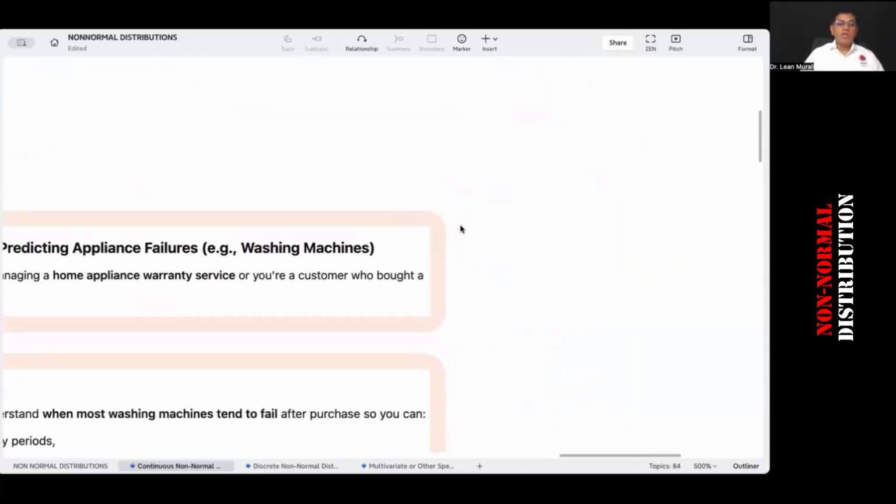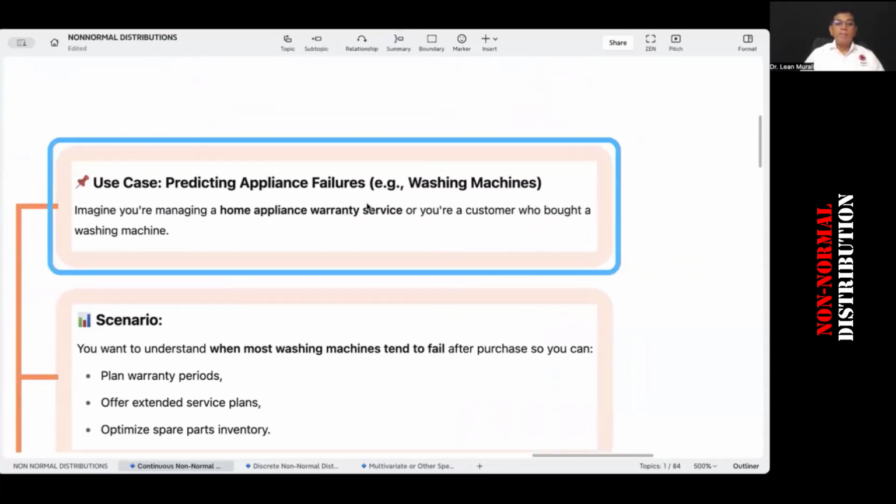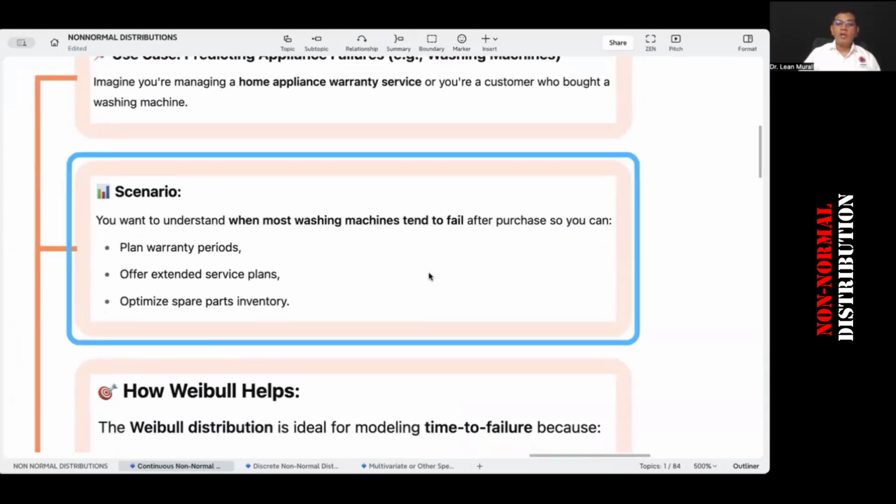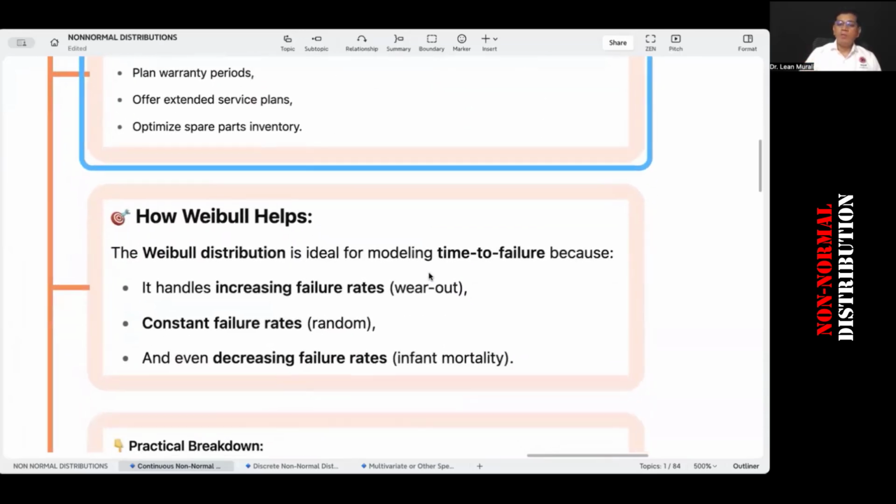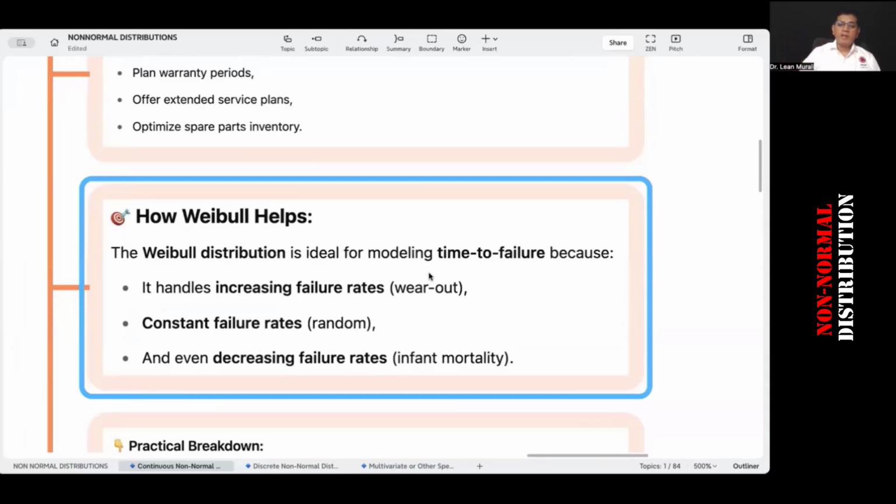Let me share with you the application: Weibull distribution is predicting appliance failures. All of us have washing machines. Imagine you are managing a home appliance warranty service, or you are the customer who bought a washing machine. The scenario is this: you want to understand when most washing machines tend to fail after purchase, so that you can plan warranty periods, offer extended warranties, and optimize your spare parts inventory. That's the scenario. Weibull distribution is ideal for time to failure modeling.